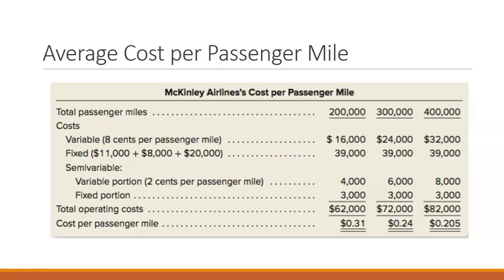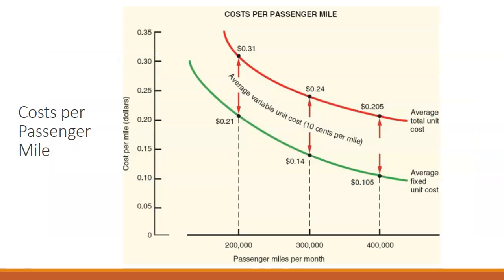So when we're trying to look at what is our average cost per passenger mile, we've looked at 3 different levels of passenger miles. We have 200,000 miles, 300,000 miles, and 400,000 miles. As we increase the number of miles, our fixed cost per mile goes down. So our total cost per passenger mile decreases. If we only fly 200,000 miles a year, then our cost per passenger mile is 31 cents. But if we can increase our flights to 400,000 miles a year, we can decrease that cost to 20.5 cents per mile. That's strictly from making changes in the volume of work that we do.